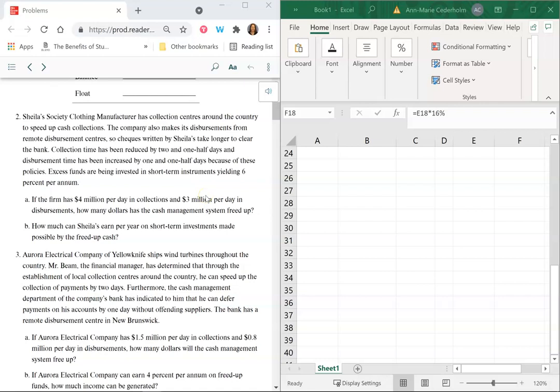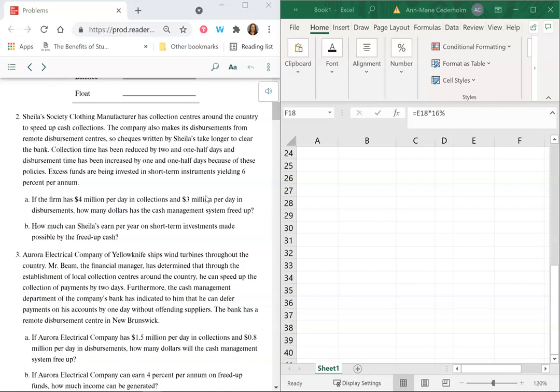Sheila's Society clothing manufacturer has collection centers around the country to speed up cash collections. The company also makes its disbursements from remote disbursement centers, so checks written by Sheila's take longer to clear the bank. Collection time has been reduced by 2.5 days, and disbursement time has been increased by 1.5 days because of these policies. Excess funds are being invested in short-term instruments yielding 6% per annum, so that's per year.